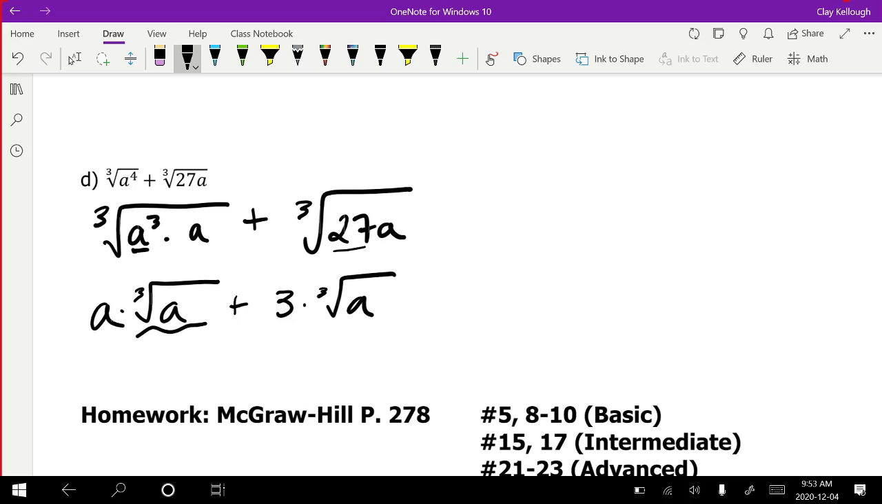This root here and this root here are like terms, but can I add a and 3? No. Is it 3a? No, that's 3 times a. So you can make the argument that maybe that's done. You can't really add it. But, you know, you kind of can too. Is it cool to you if I show you that it looks like this?